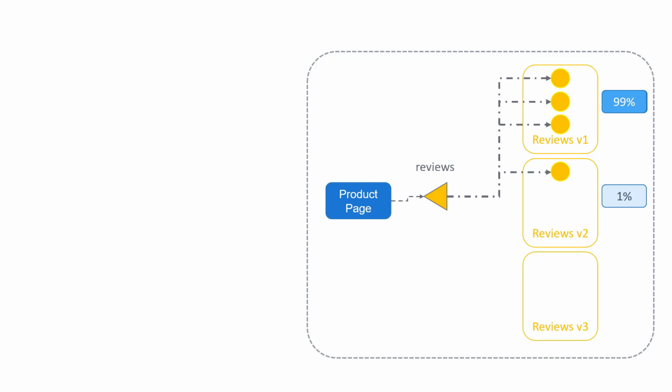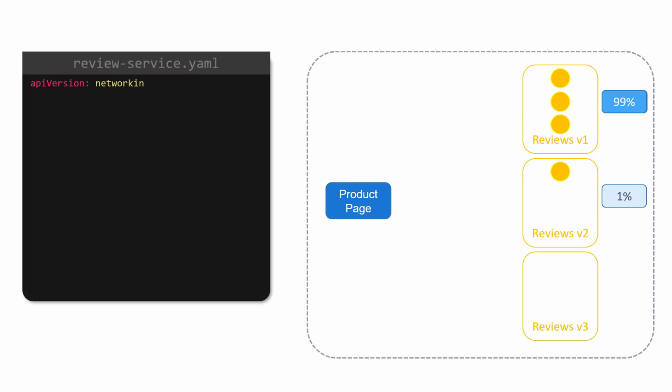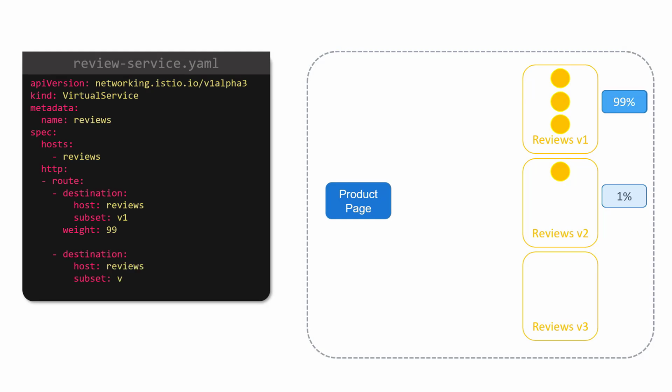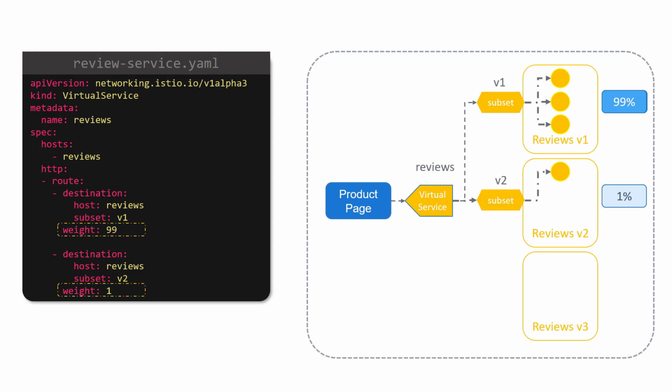So that's a limitation. With Istio and virtual services, we can now create a virtual service instead of a service, and we will call it reviews. We then define two destination routes for traffic distribution, subset v1 and v2. And we set a weight for each. 99% for one and 1% for the other. Now, we can route 99% of traffic to one service and 1% to the other.